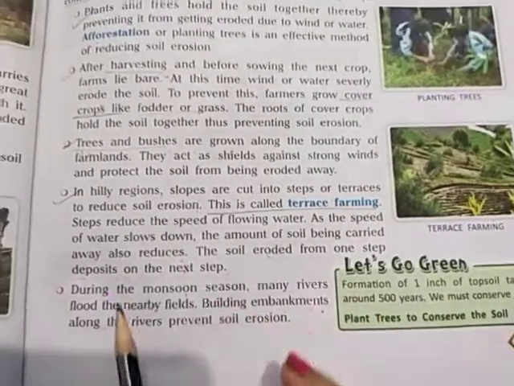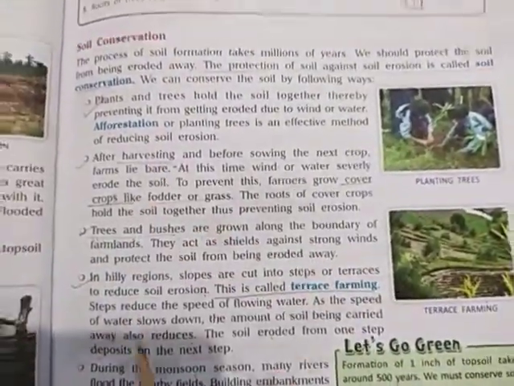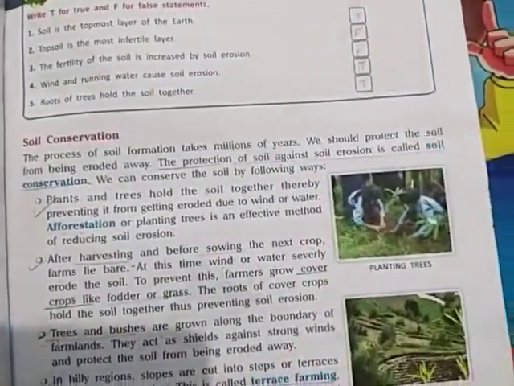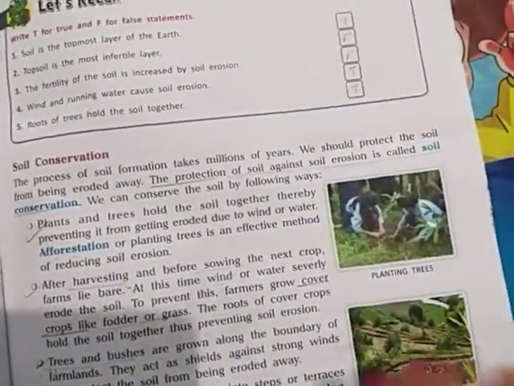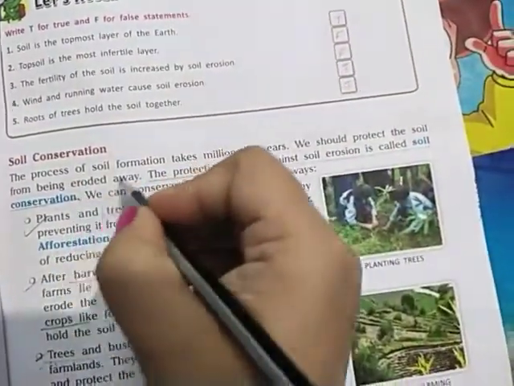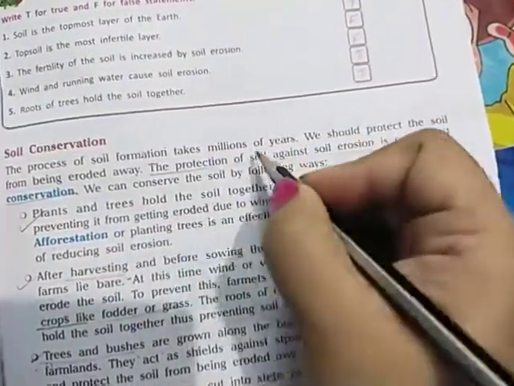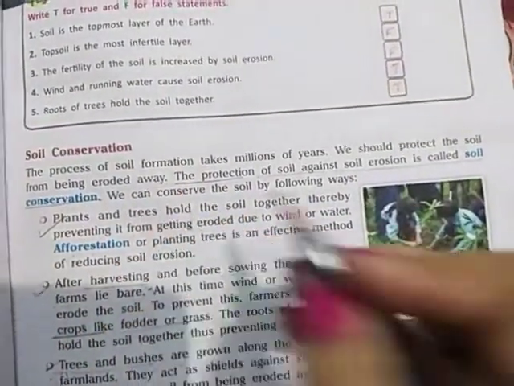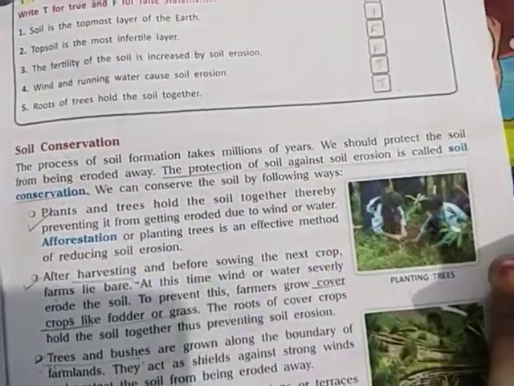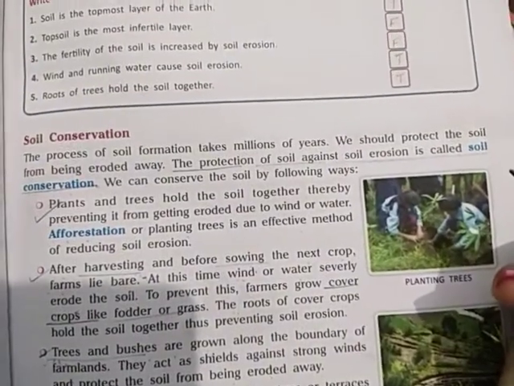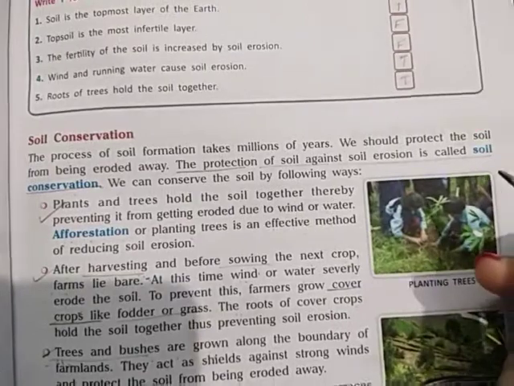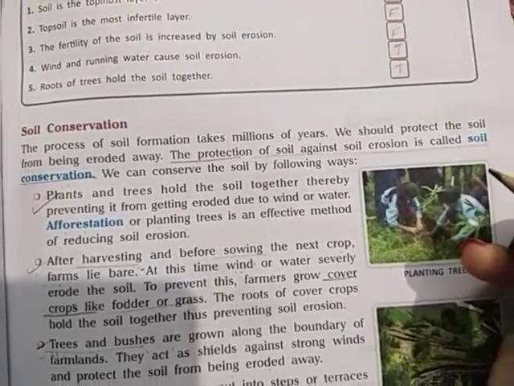Okay, so these are certain points which we have covered in soil conservation. I hope soil conservation will be clear in your mind. The process of soil formation takes millions of years. We should protect the soil from being eroded away. Soil conservation is the protection of soil against soil erosion. And in soil conservation, there are so many ways.